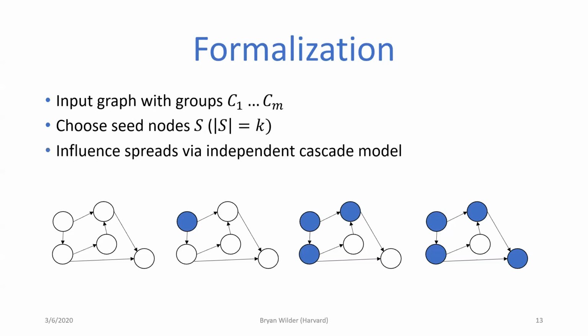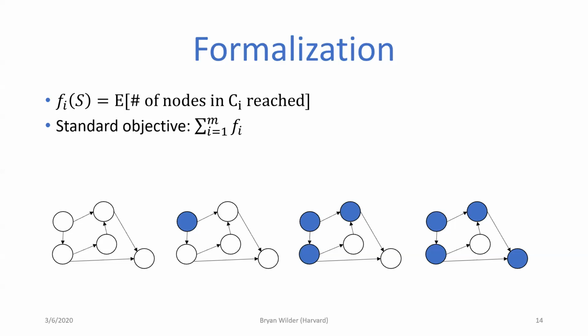And so the independent cascade model is in some sense the simplest model for information propagation. The idea is just that every edge is labeled with a propagation probability that describes the likelihood that if one node receives information, they'll pass it on to the node on the other side of the edge. And so then given this probabilistic model for how information will diffuse, I can define a function for every group i, which is just the expected number of nodes in that group that will be reached. And then typically, the objective that we use is a measure of total utility or social welfare, which is just the sum of the number of people that are reached across every group. So the total number of people that are reached.